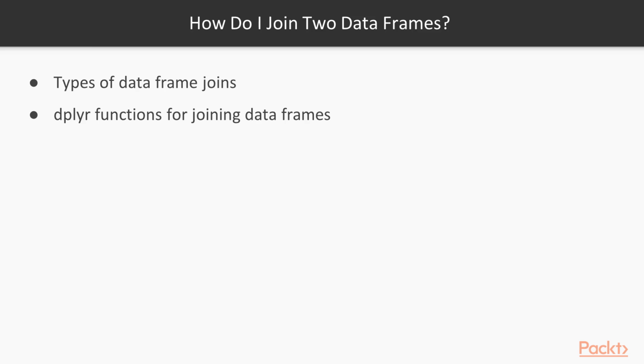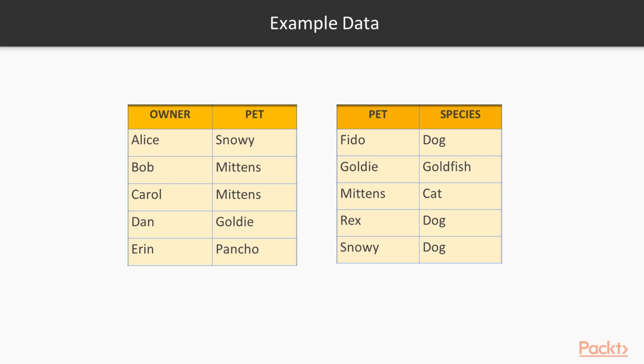In this video, you'll learn about the 6 different types of data frame joins, and about functions from the dplyr package that perform these joins. Let's begin by looking at the 6 main ways two data frames can be joined.